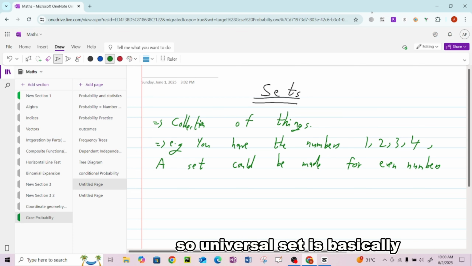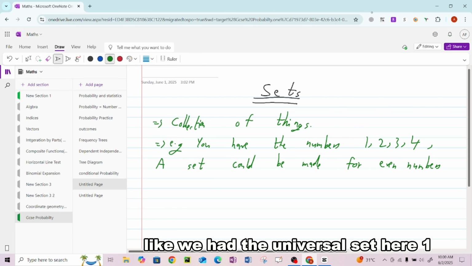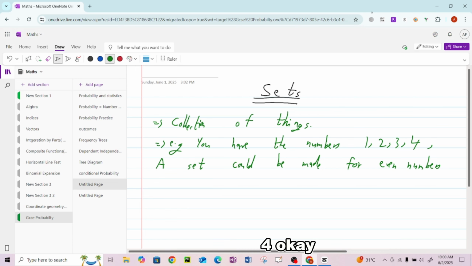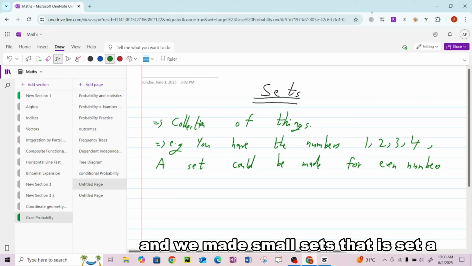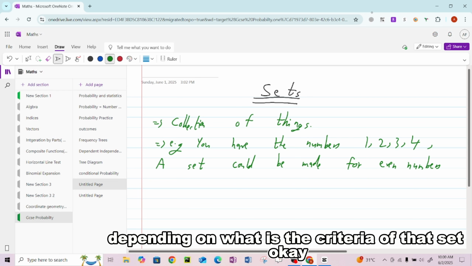So universal set is basically all the numbers that you have, then you make sets from those numbers. Like we had the universal set here, 1, 2, 3, 4. Okay, and we made small sets, that is set A, set B, set C. We can make different types of sets depending on what is the criteria of that set.